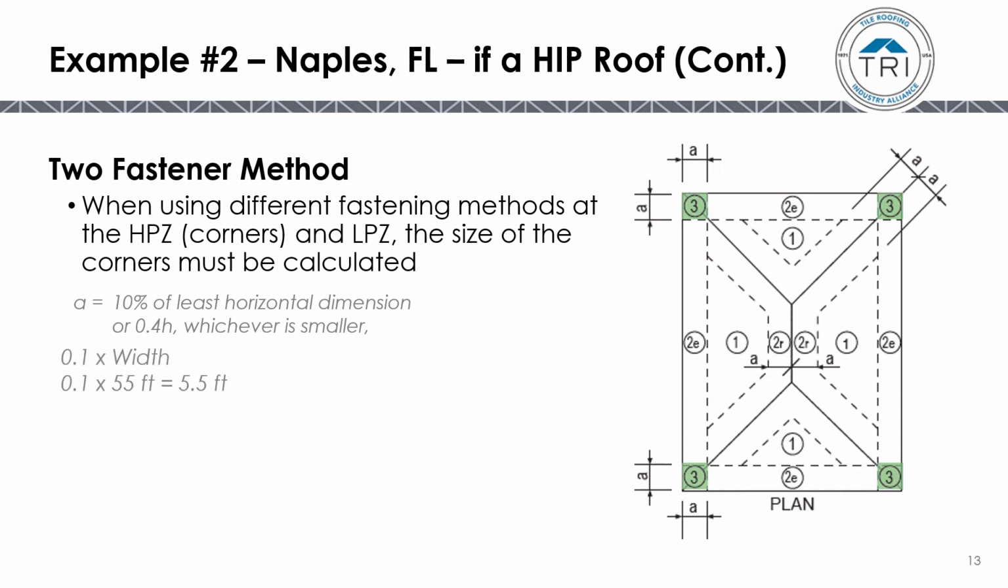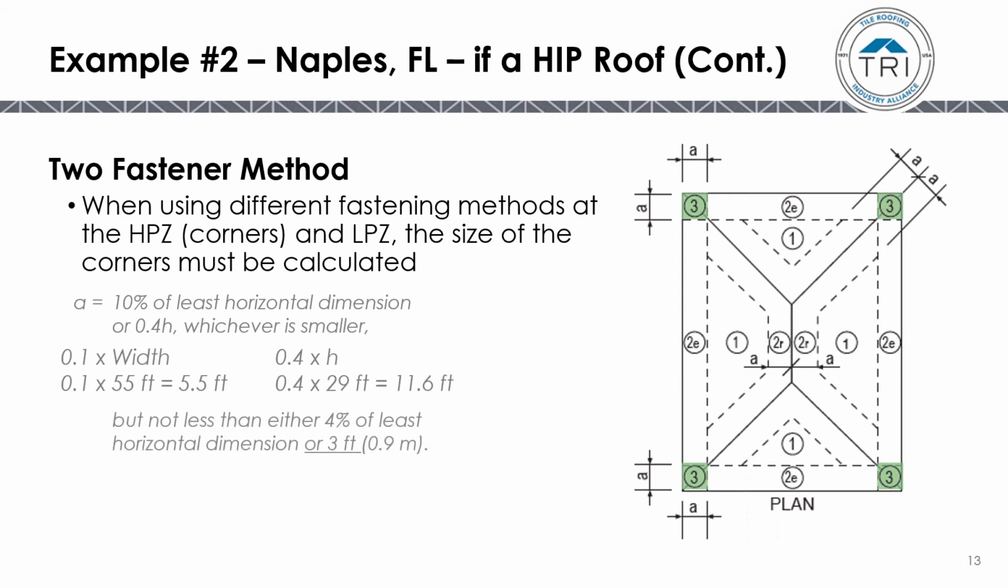0.1, or 10%, times the building width of 55 feet gives us 5.5 feet. 0.4 times the mean roof height of 29 feet equals 11.6 feet. The smaller of those values is 5.5 feet.